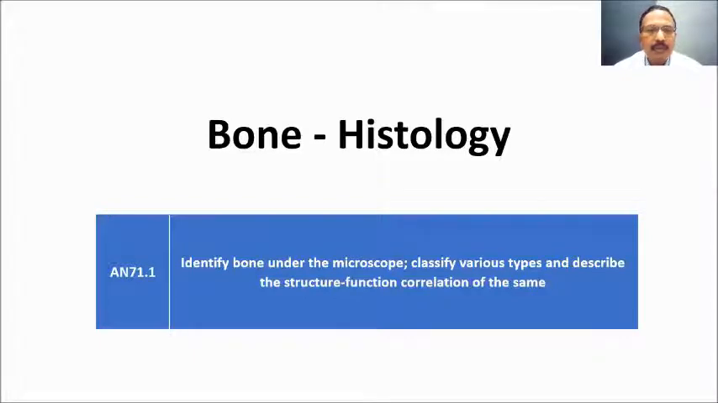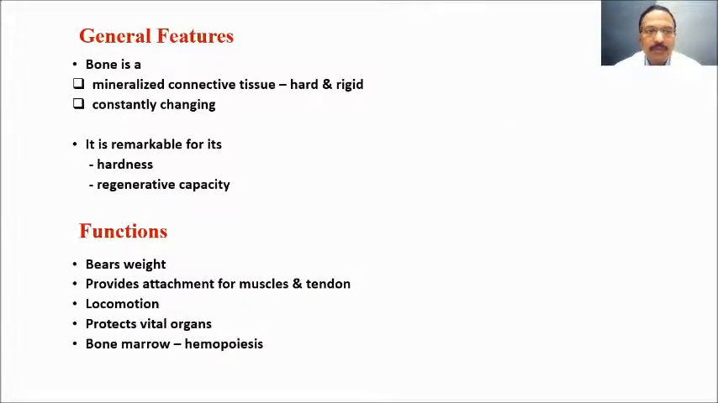So, what is a bone tissue? Bone tissue is a mineralized connective tissue. Like the connective tissue we studied earlier, it has matrix and cells. That matrix is secreted by the cells. Here also it is the same, but the matrix is hard and rigid due to its mineralization.